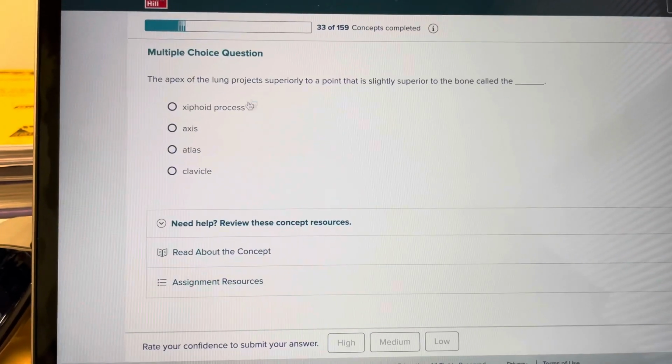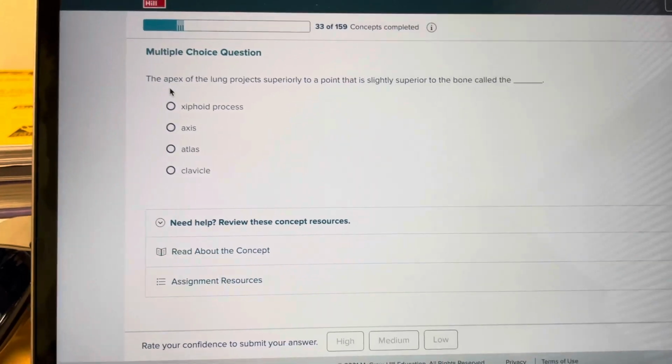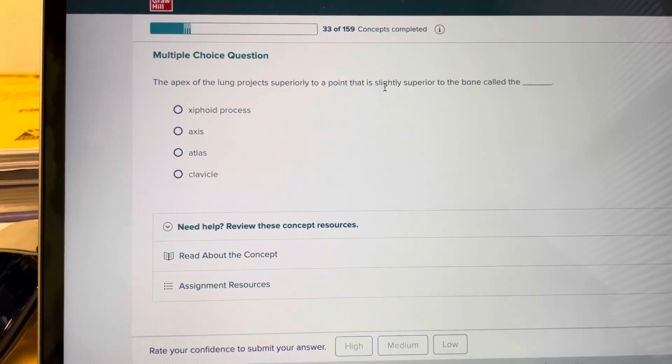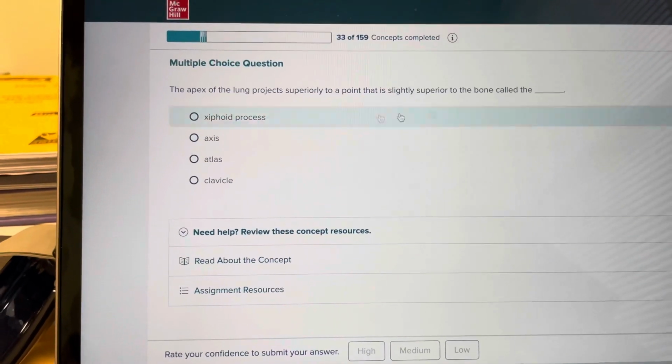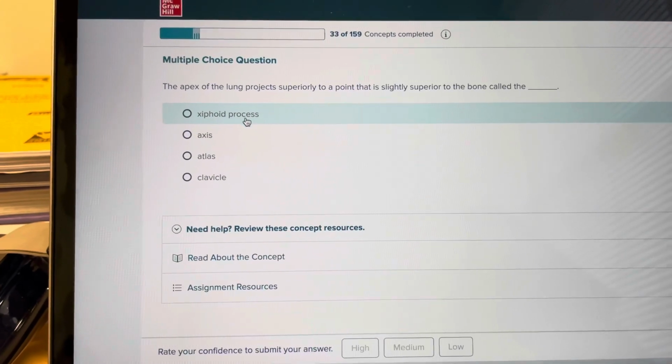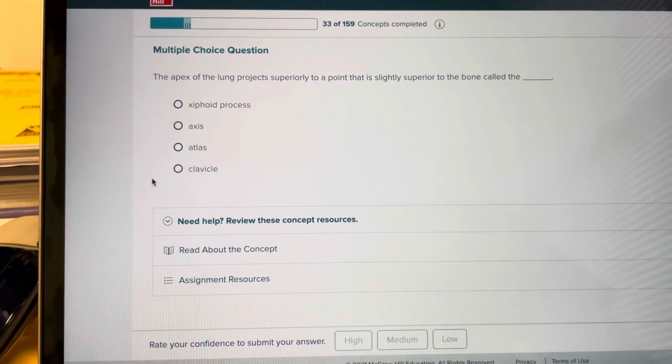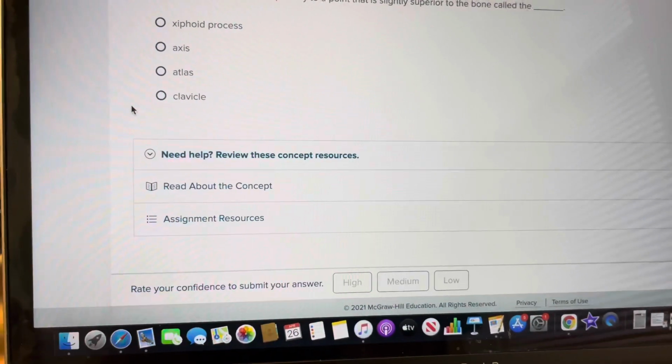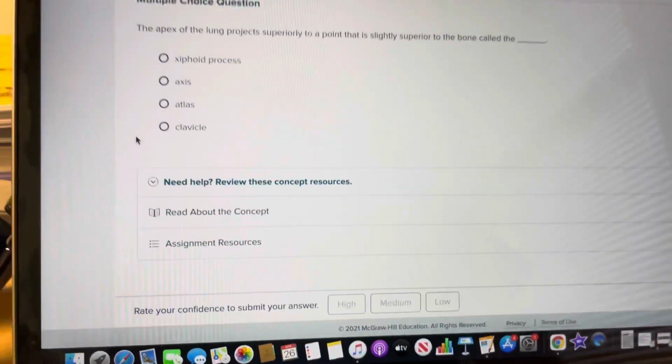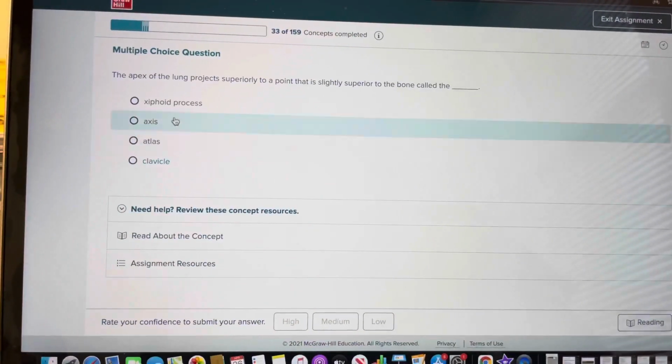But then you can see the question that says the apex of the lung projects superiorly to a point that is slightly superior to the bone called the what? Then it offers the xiphoid process, axis, atlas, or clavicle. And if you don't know, it says need help, and you can read about the concept, or you can go to the resources for the assignment, and it might offer some help for you.